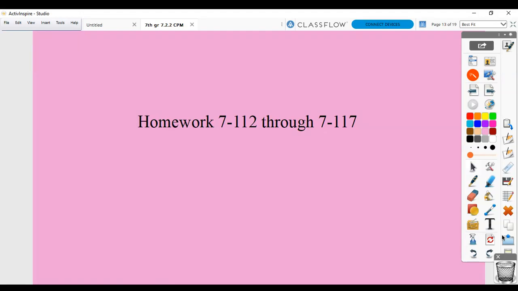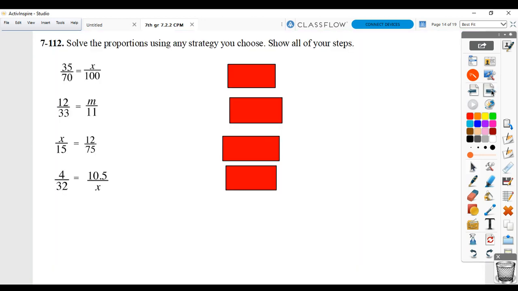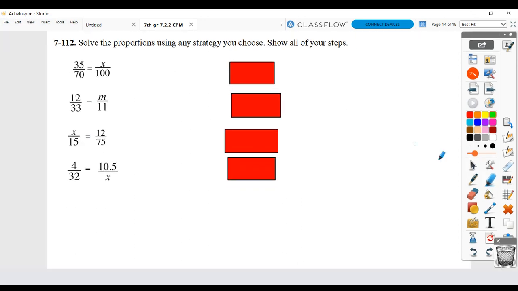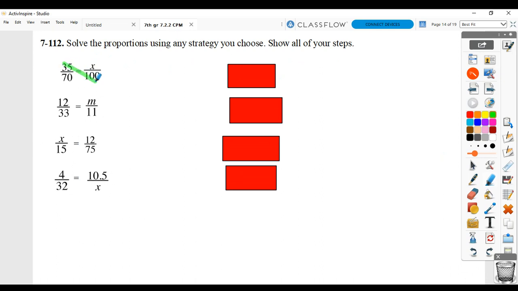This video is to help you correct your homework from section 7.2.2. Problems are 7.1.12 through 7.1.17. So the first thing you need to do is solve these proportions in any strategy you choose. Again, what we would probably say would be the easiest would be to use your cross products.